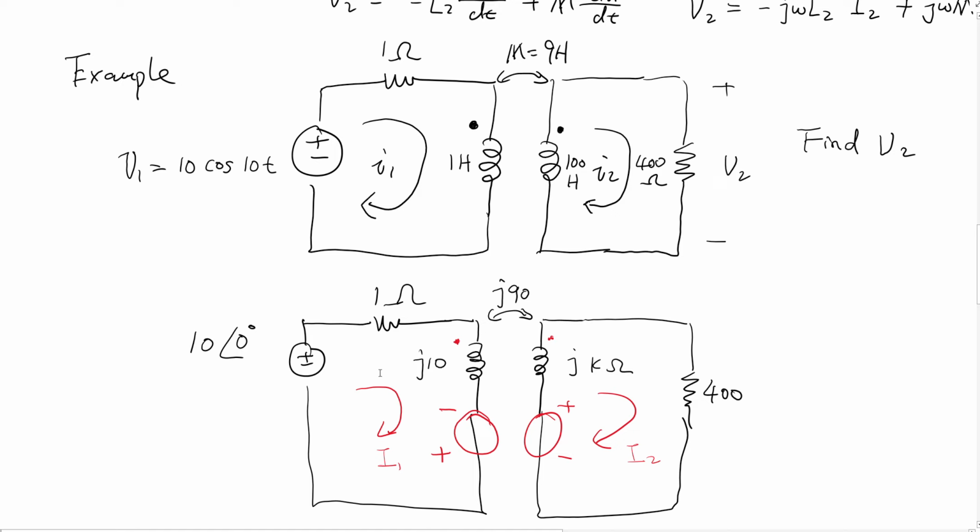There will be two kinds of voltage. The first one is called self-induced, because the current flowing through this inductor gives I1 multiplied by j10. That will be the voltage caused on this one. The other voltage source is called mutual-induced, caused by I2. The first voltage is caused by I1, but this voltage source is caused by I2, called the mutual induction voltage.